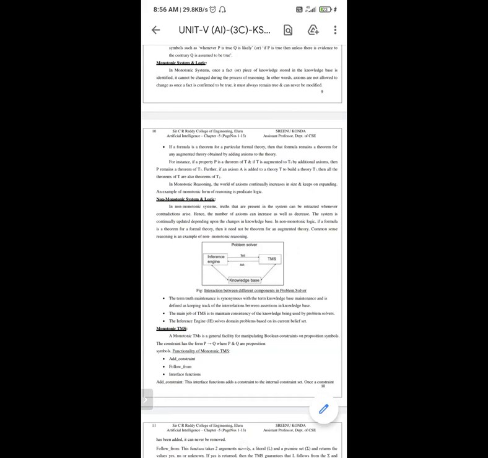So this is the interaction between different components in the problem solver. Whenever a particular problem is there, it is given to the TMS. That TMS will ask the question to solve the problem. Then it is going to refer to the knowledge base and answer the question.